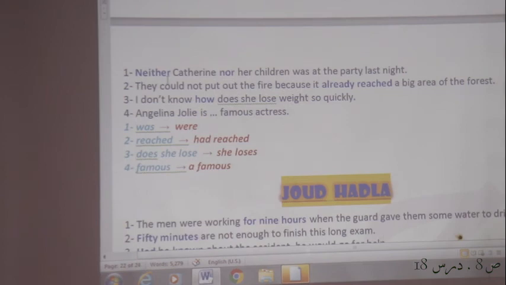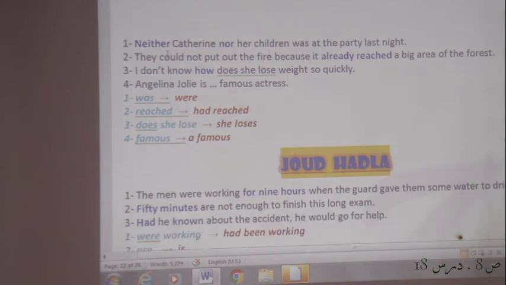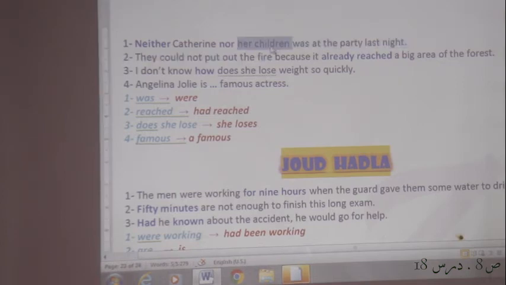Now, neither, you know, dear student, neither nor, neither Catherine nor her children was here. We need a subject-verb agreement, and here her children is plural, so we need were instead of was. So always pay attention, dear students, when you have neither nor or either or, pay attention to the noun after the second word, namely nor or.